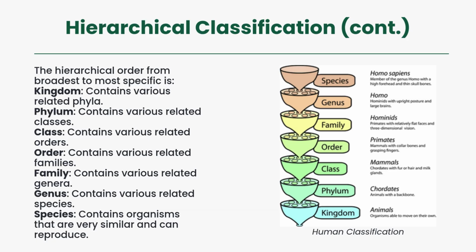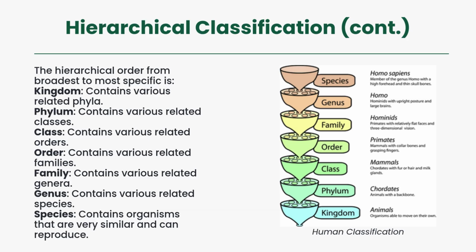The hierarchical order from broadest to most specific is: Kingdom contains various related phyla. Phylum contains various related classes. Class contains various related orders. Order contains various related families. Family contains various related genera. Genus contains various related species. Species contains organisms that are very similar and can reproduce.